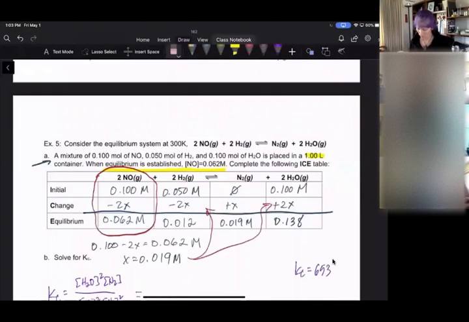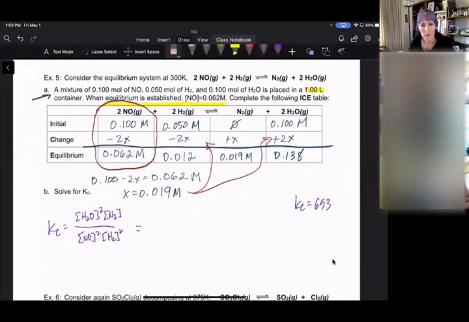So we left off with page 14. We set up our ice table using the NO concentration at equilibrium that was given in the problem and the initial concentration along with the stoichiometry. We were able to find all of the equilibrium concentrations. So we used this equation to solve for x and then plugged it in for x. And that's how we found those final concentrations. Then I wrote the K expression, and then we will plug it in.